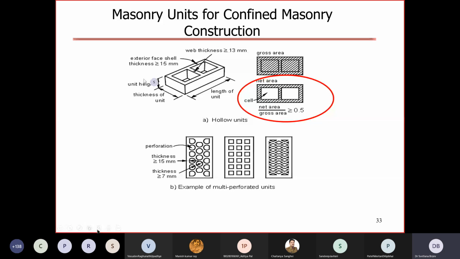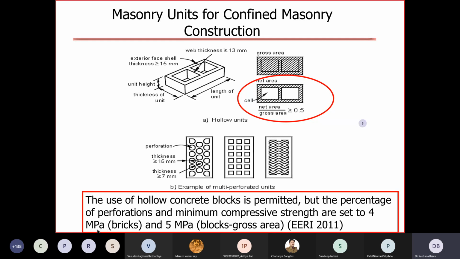So for international guidelines, one of them I'm referring to as ERI 2011. That was a guideline developed by a group of experts from 13 countries, who combined expertise and knowledge from their countries and their codes related to confined masonry, and proposed the minimum requirements for confined masonry that are generally recommended for countries which don't use confined masonry and would like to use it. So let's put it that way.